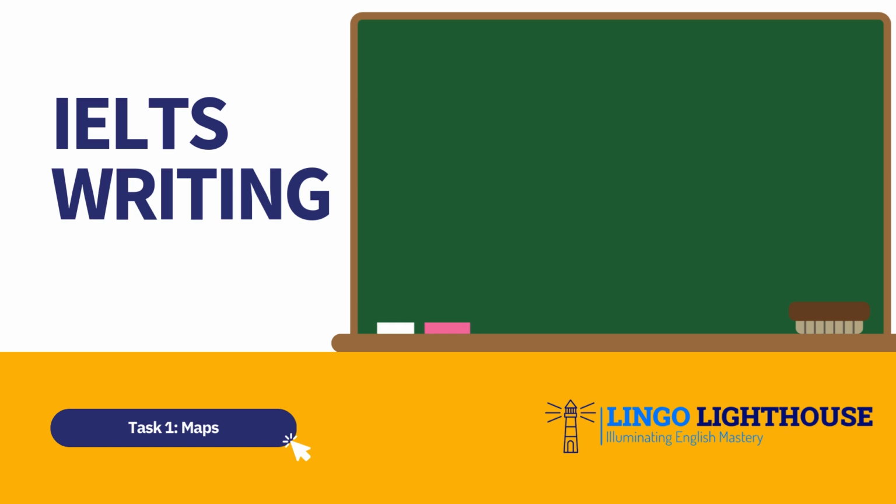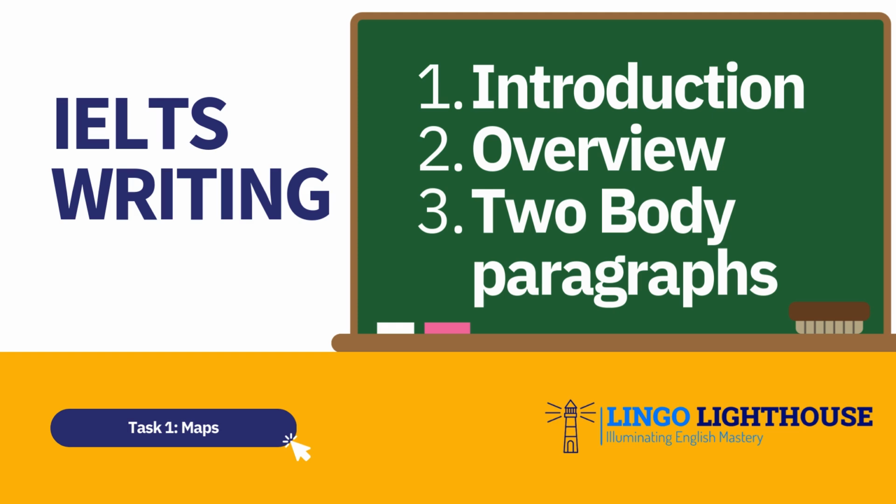Before we begin writing, let's understand the task requirements. For IELTS Writing Task 1, you must summarize the key differences between two maps in at least 150 words. Your response should include 3 essential parts: an introduction, an overview, and 2 body paragraphs.